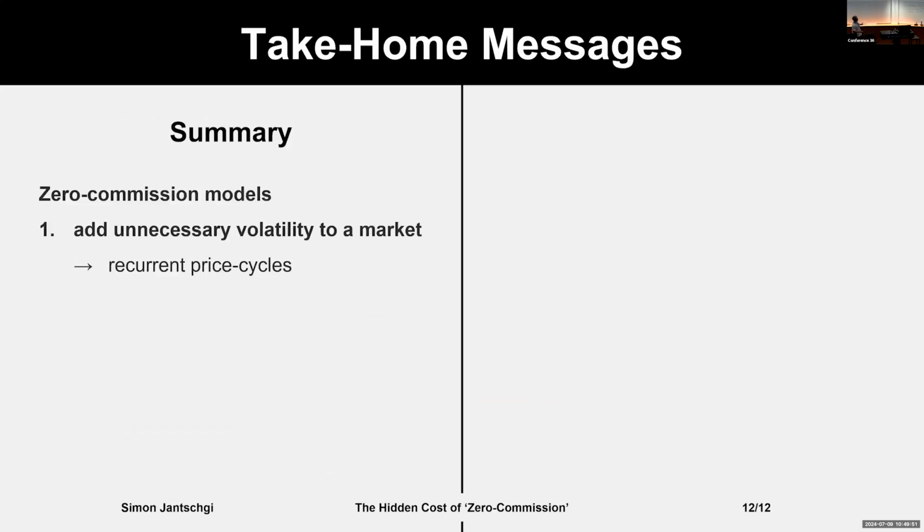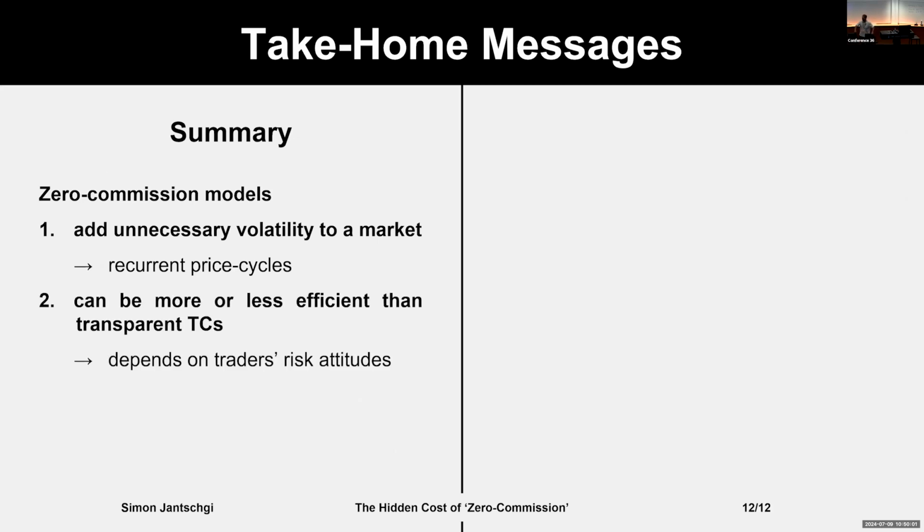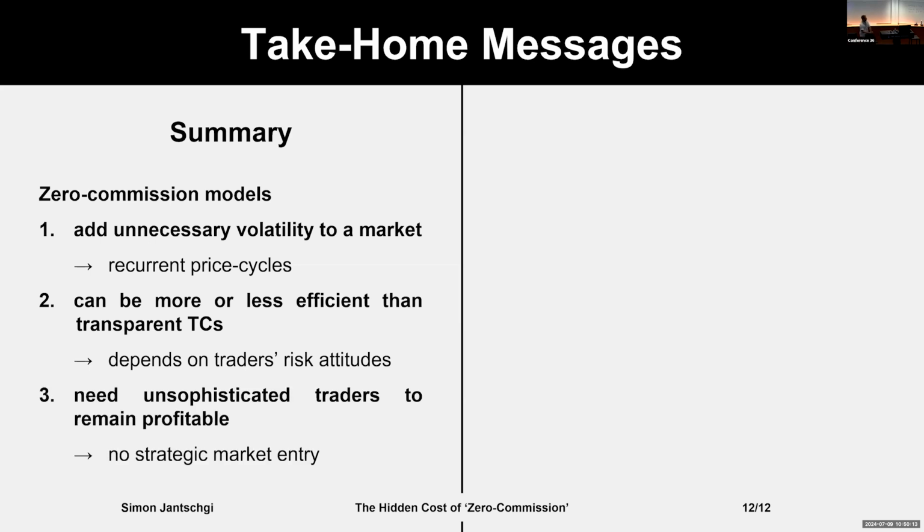So the conclusion is as follows. Zero commission models, on the one hand, add unnecessary volatility in the form of price cycles due to the failure to commit to transparent transaction costs ex ante. It turns out that they can be more or less efficient, and what I didn't talk about, they can also yield more or less revenue than transparent transaction costs, where this is going to depend on the risk attitude of traders. And something that's been kind of a folk result already is that payment for order flow and zero commission models need unsophisticated traders in order to remain profitable, because strategic market entry could lead to no revenue or even market failure.